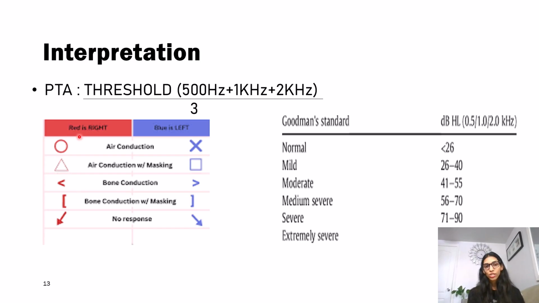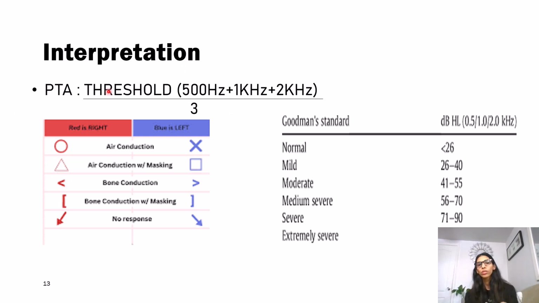The next value we are going to calculate is the pure tone average. We take the threshold at 500 hertz. For example, at 500 hertz the threshold is 10, at 1 kilohertz it is 10 again, and at 2 kilohertz it's 10. Then we take 10 plus 10 plus 10. So you take the thresholds at 500, 1000, and 2000 hertz and average them, that is, divide by 3. That will be the pure tone average.